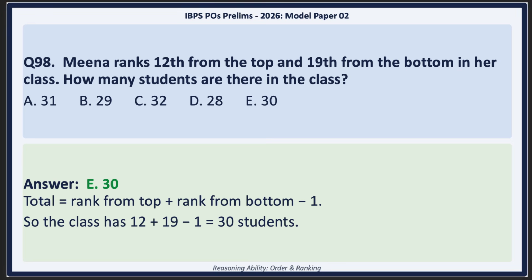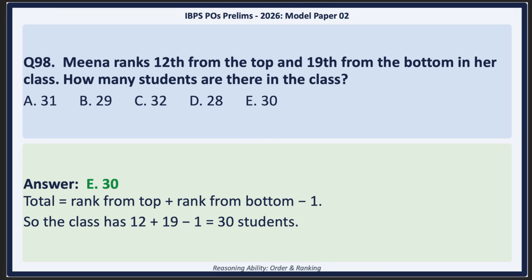Yeah, human brains are wired to count discrete items, not overlapping boundaries. If you add 12 and 19, you have actually counted Meena twice. Once from the top group and once from the bottom group. Oh, so you must subtract 1 to correct the overlap. 12 plus 19 is 31, minus 1 is 30, the class size is 30.